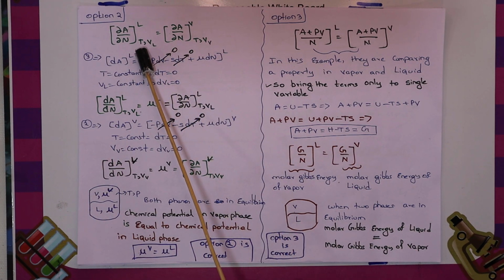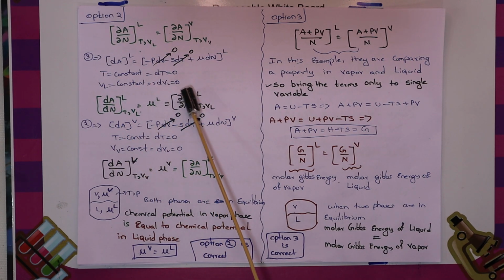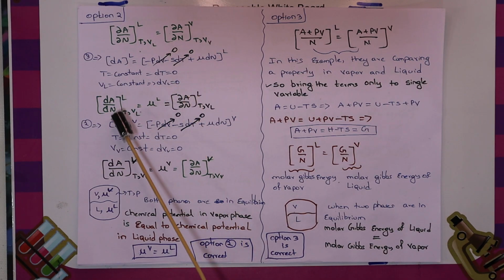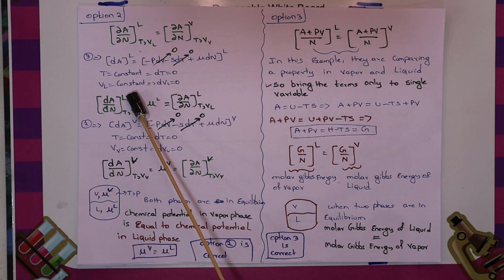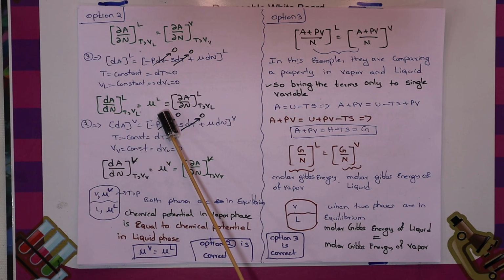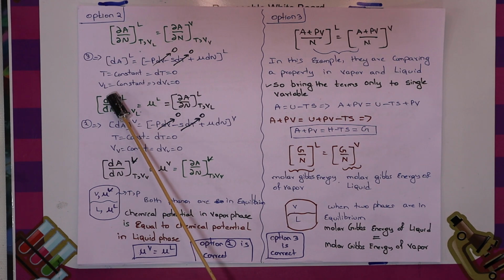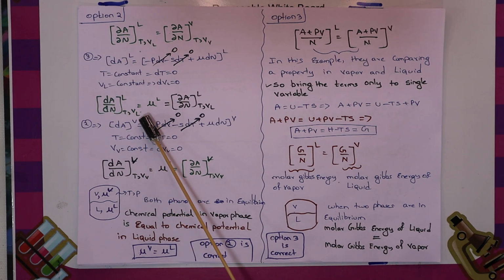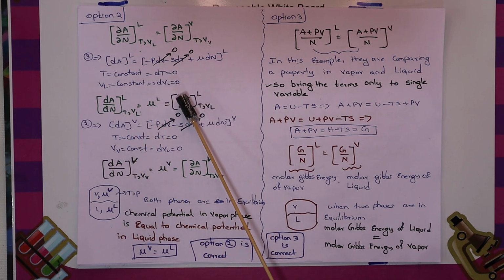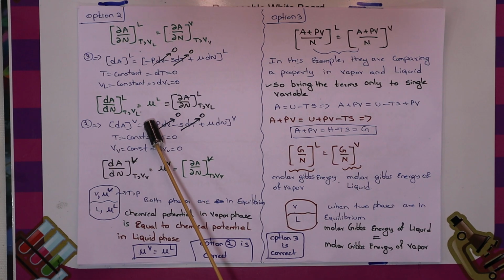It is given that temperature is constant and the volume of the liquid is constant. So T constant means dT equals 0, and volume of the liquid constant means dV_L equals 0. With these two zeros, the remaining expression is dA/dN for the liquid phase at constant temperature T and volume, which is μ, the chemical potential of the liquid phase. Because the derivative of A with respect to N is evaluated at constant temperature and constant volume, dA/dN becomes the partial derivative of A with respect to N, and that gives the value μ_L. Similarly, for the vapor phase, dA/dN at constant temperature T and volume gives rise to the chemical potential of the vapor phase.